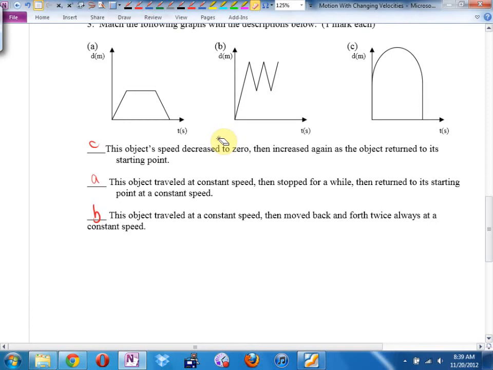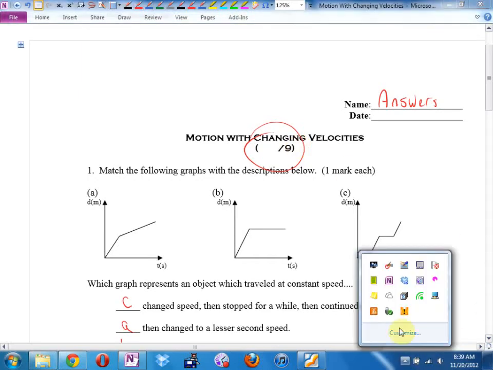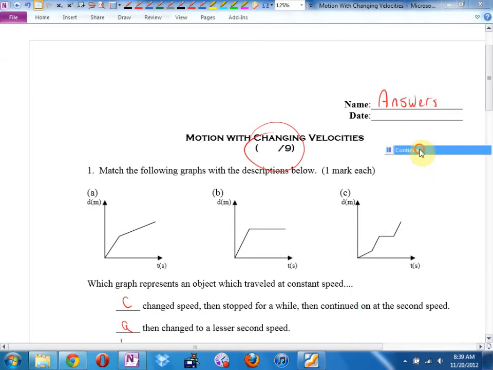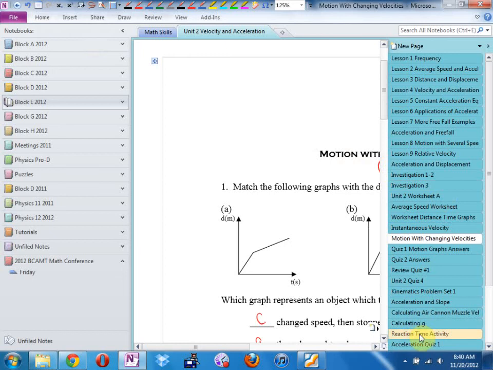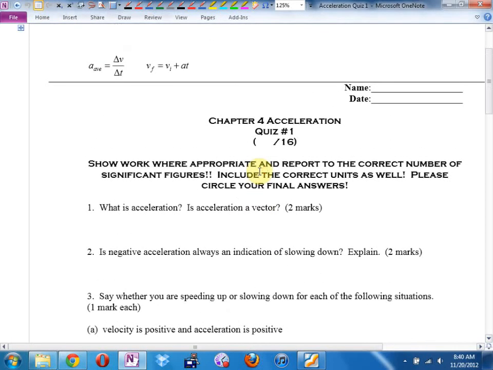Is that okay there? You can give yourself a little score out of 9 at the top. Right there. And if you could pass that inwards, please. And we gave out a second quiz. It looked an awful lot like acceleration quiz number 1, I think it was called. Yes? So get out this one, please.